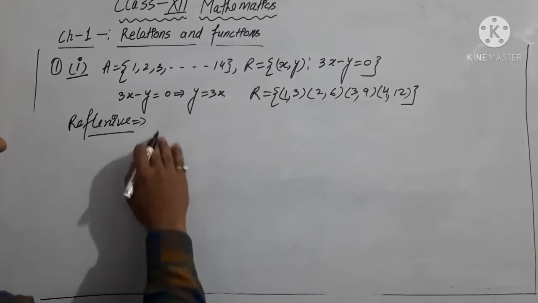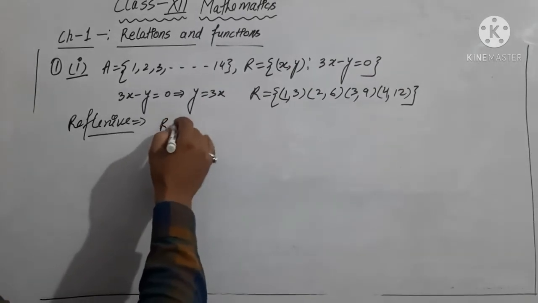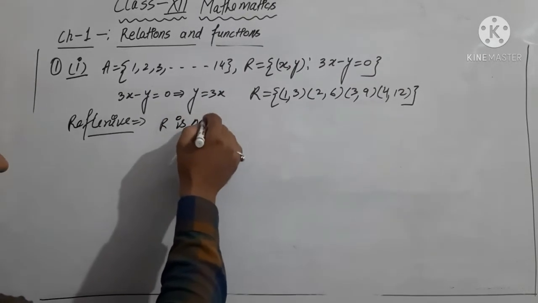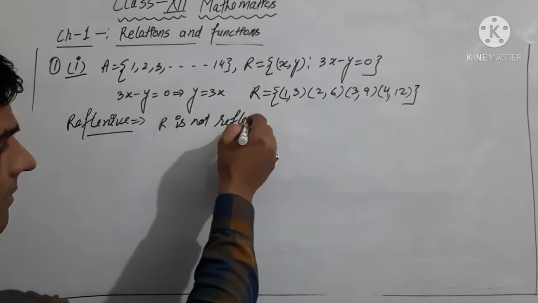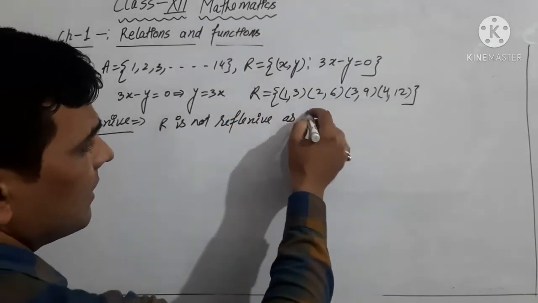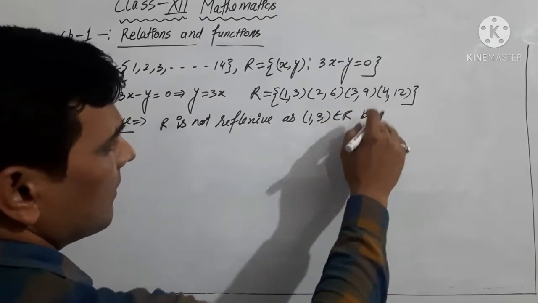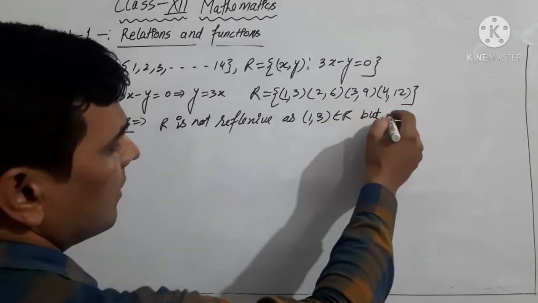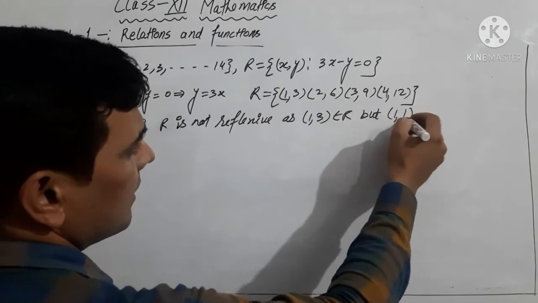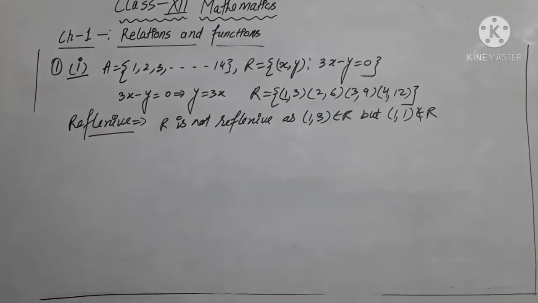1 comma 3 belongs to R, but 1 comma 1 does not belong to R. So R is not reflexive. R is not reflexive, as 1 comma 3 belongs to R, but 1 comma 1 does not belong to R.